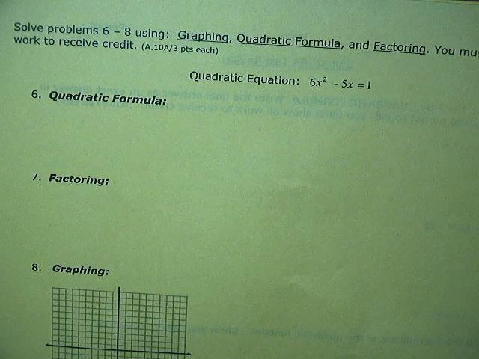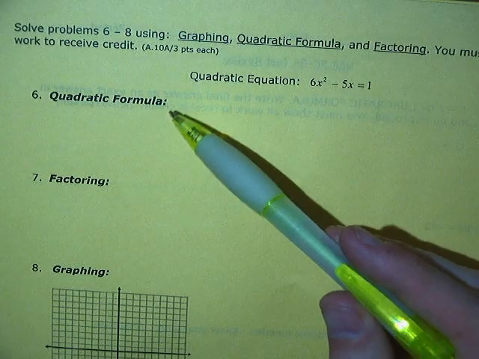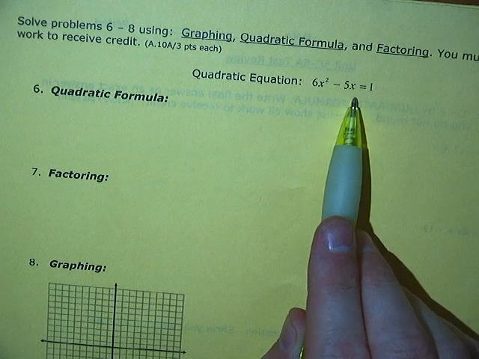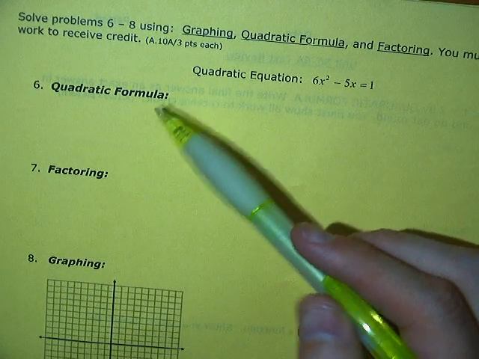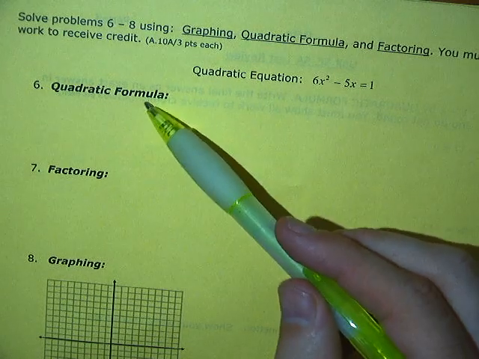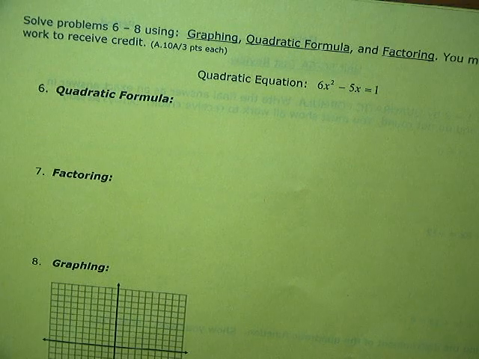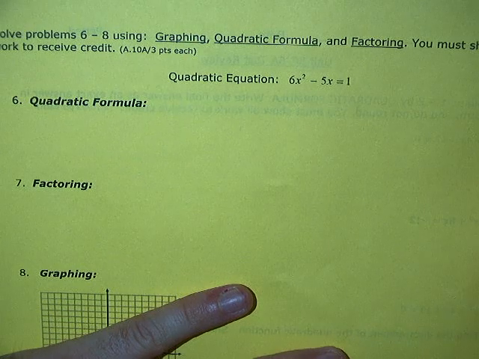All right, we're going to go ahead and do 6 through 8 together at one time because it's the exact same problem solved 3 different ways. We're going to take this 6x² minus 5x equals 1, and we're going to solve it by all 3 methods. If we do our job right, we're going to end up getting the exact same answer for all 3 different methods. So, first thing we're going to do is solve by quadratic formula.